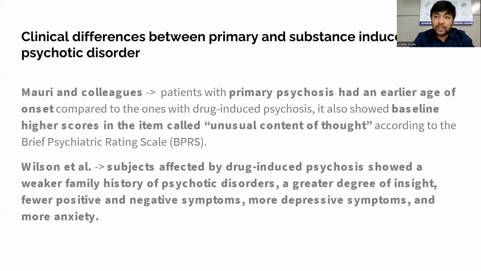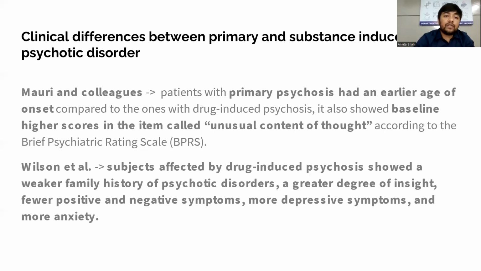Now, coming to clinical differences between primary and substance-induced psychotic disorder. A primary disorder will have certain features which will help us distinguish it from substance-induced disorder. Mori and colleagues did a study, and they concluded that patients with primary psychosis had an earlier age of onset compared to ones with drug-induced psychosis. It also showed higher baseline scores in an item called unusual content of thought when rated with the scale BPRS. So if somebody is going to have a primary psychotic disorder, usually it will start early, and the unusual content of thought would be a higher score. Whereas in substance-induced, these features are not prominently there.